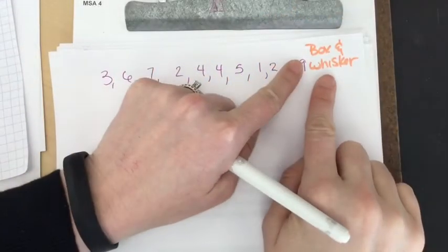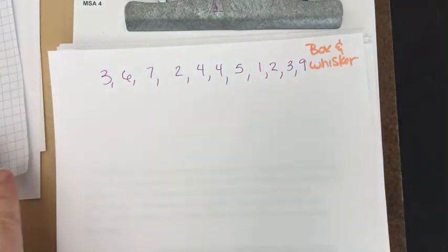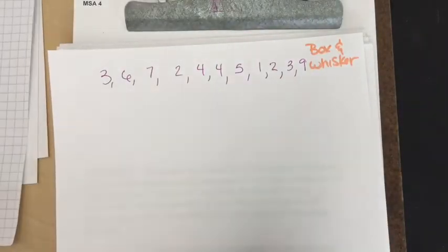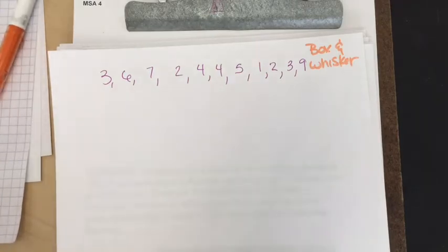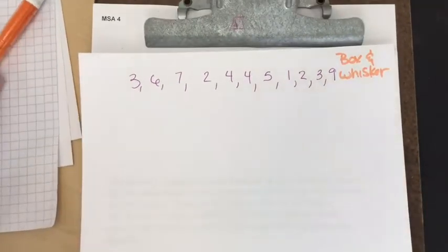So this video is for making a box and whisker plot. It's the same process as doing it with an even number of data points if you already saw that video. But I just want to do it one more time with you because there are slight differences that I want to make sure that we point out.